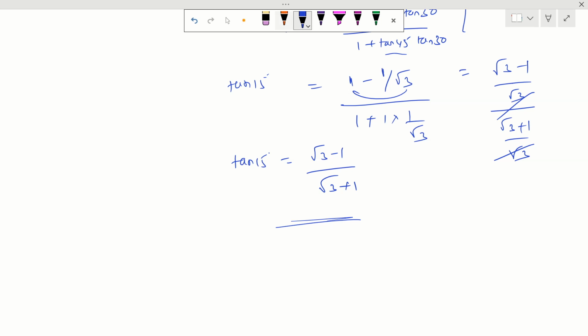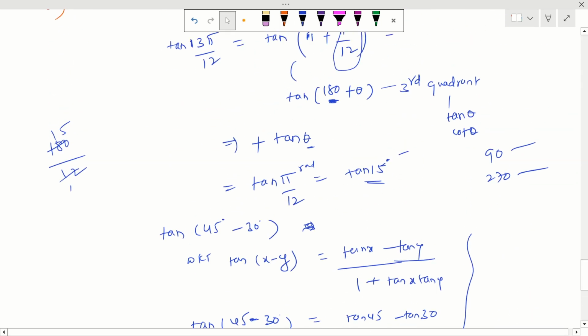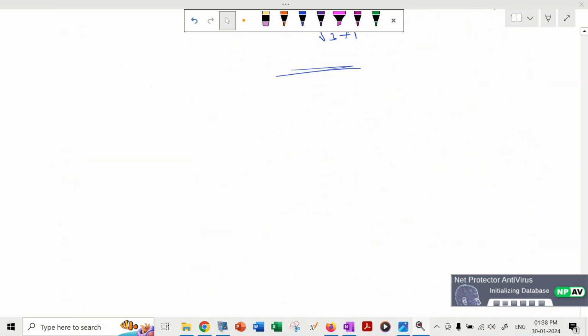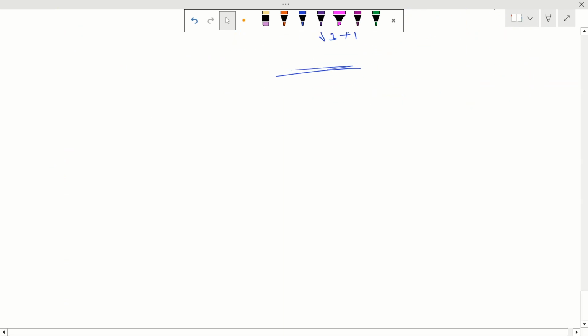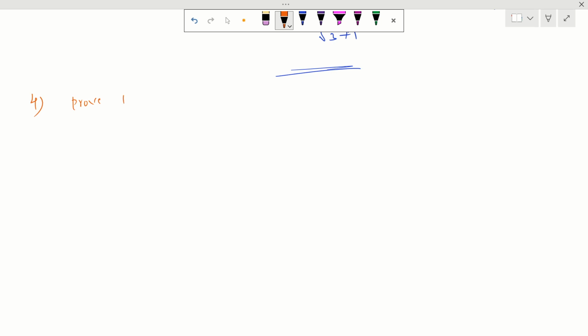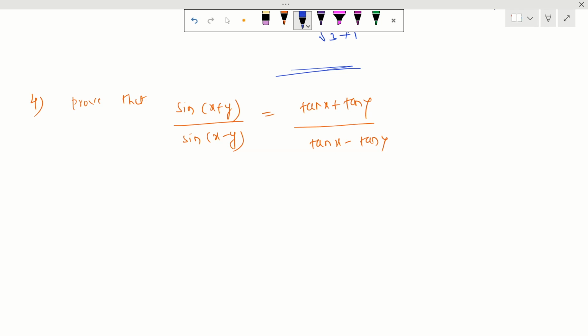Now we are going to see another example, example number 4. Here we need to prove that sine of x plus y divided by sine of x minus y is equal to tan x plus tan y divided by tan x minus tan y. We need to prove this one.